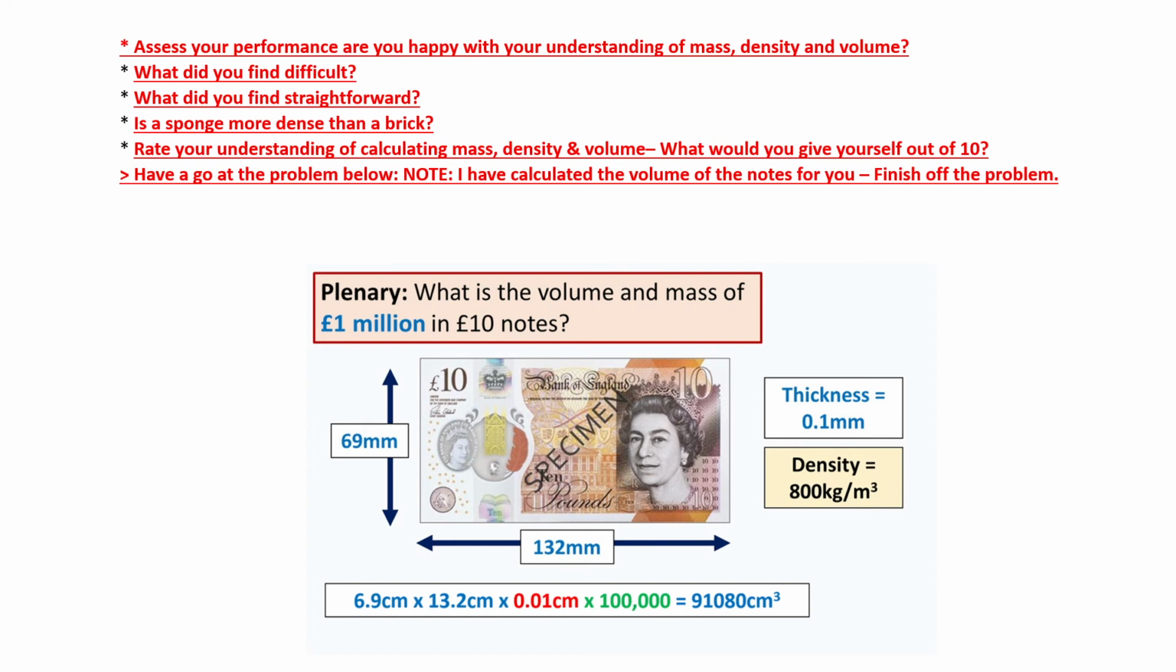You don't need to answer two questions. The first question is: is a sponge more dense than a brick? You don't need to have a go at the problem below, which is asking you to work out the volume and the mass of 1 million in £10 notes. I've done a bit of the working out for you. I've actually worked out the volume for you and it's right there. So you just need to do the last part of that question and work out the mass using your formula triangle.